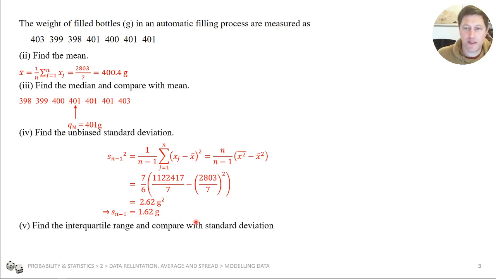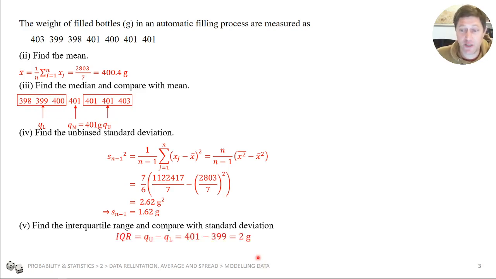The interquartile range, well, to do that we were using the method of dividing the data into two. In this case it's an odd number, so we leave the one in the middle out. We have half of the data there and half of the data here, and then we find the median of each of those, and with the 3 data points we just take the middle one, 399 and 401. So the interquartile range is equal to 2 grams.